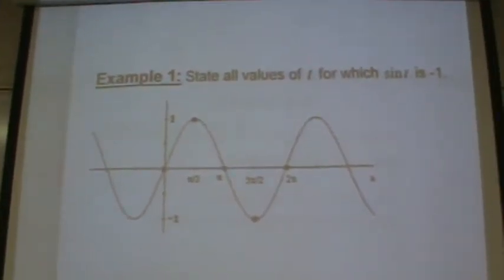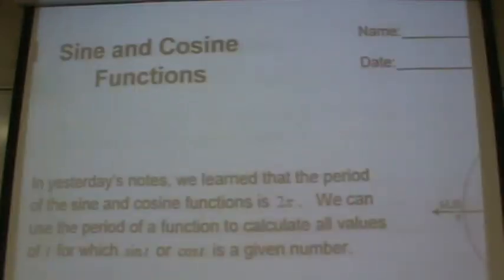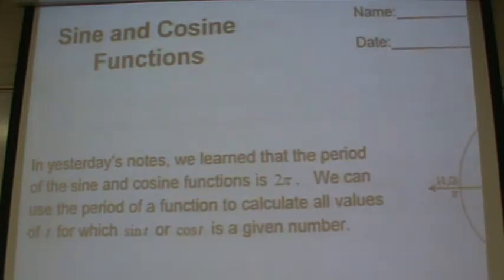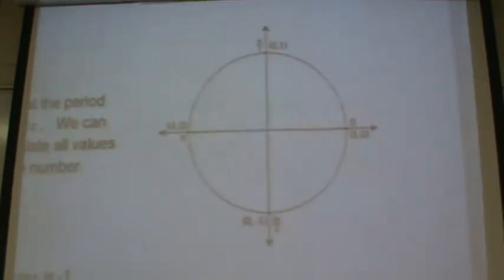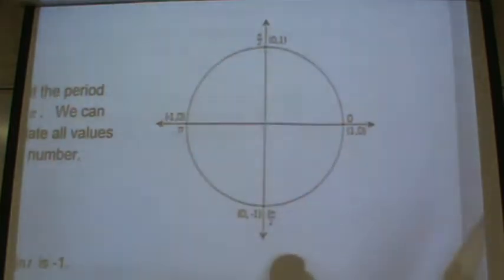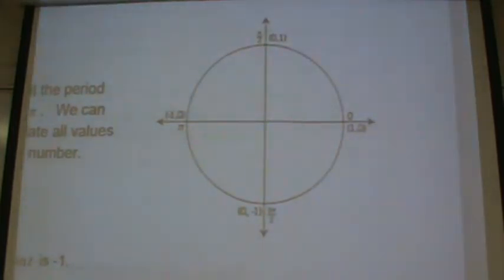All right, today we are going to continue our discussion of the sine and cosine functions. Yesterday we graphed the sine and cosine curve, and we talked about that the period of these curves is every 2 pi. So for example, here's the unit circle again. Here's 0, here's pi over 2, pi, 3 pi over 2, and 2 pi, right?